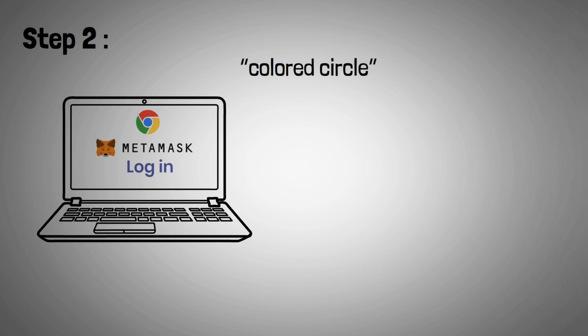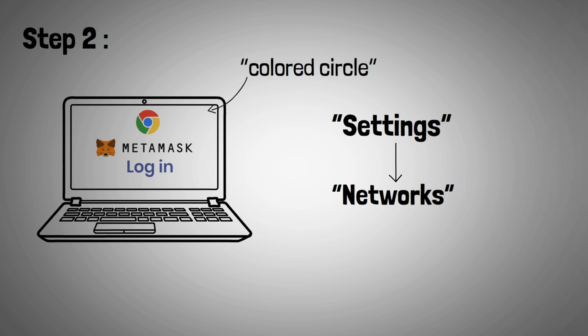You will observe a colored circle on the top right section of the screen. From there, you need to access the settings, followed by networks, from the list of settings that appear on the menu. Successfully reach the option of Add Network on the window that appears on the screen.